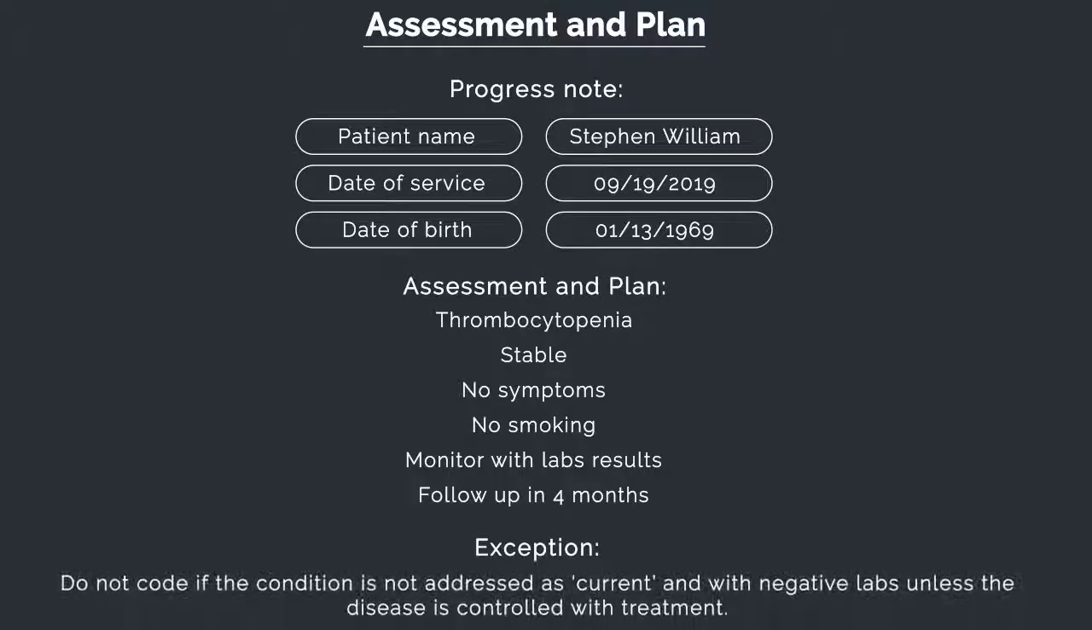Exception: do not code if the condition is not addressed as current and with negative labs unless the disease is controlled with treatment.